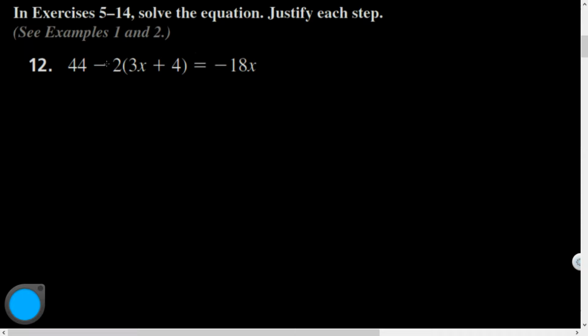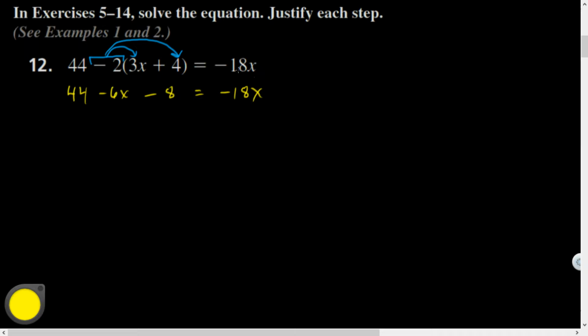Yeah, distributing. And a classic spot for error is to not include the minus sign in the second distribution. But not you guys. You guys would have caught that. So negative 2 times 3x is negative 6x. Negative 2 times 4 is negative 8 equals negative 18x.